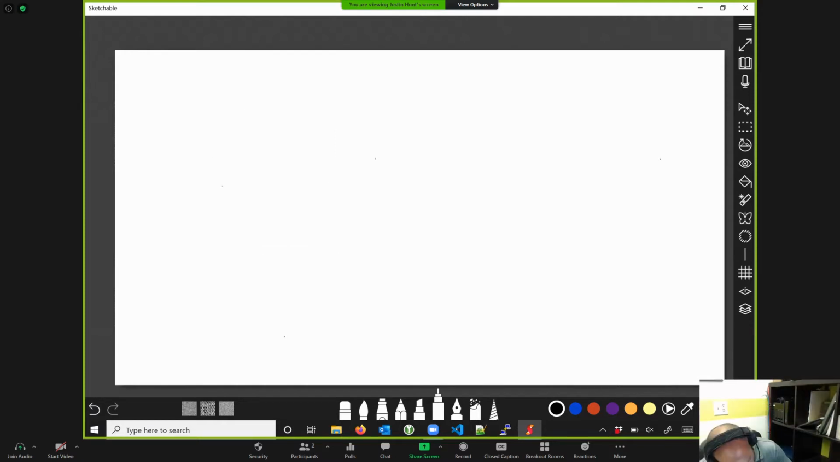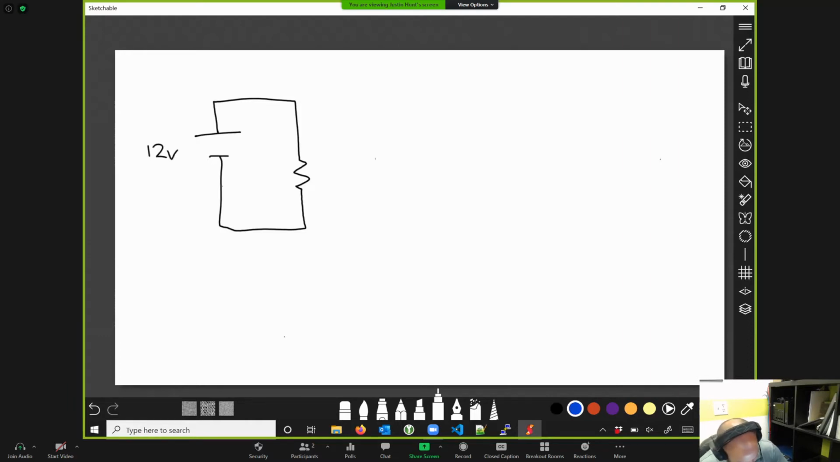Good deal. All right, here is our simple circuit. Extremely simple. We've got one voltage source. We'll throw 12 volts on this battery. Mark our terminals. And then we have a singular resistor. We'll call this guy R1. And we'll put this at 4 ohms.